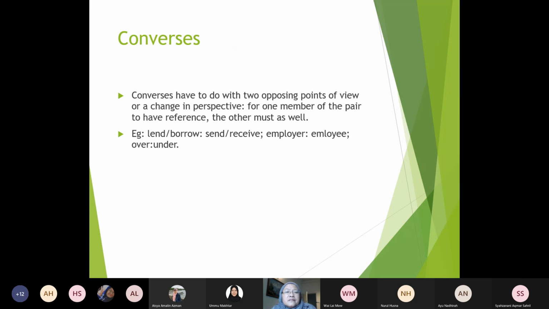Converses. Converses have to do with two opposing points of view or a change in perspective. For one member of the pair to have reference, the other must as well. So as we look at it from the example, lend, borrow is a process of transaction. So someone lends something and then the other person borrows it. Someone sends something, the other person receives it. You have someone who hires and someone who is being hired.